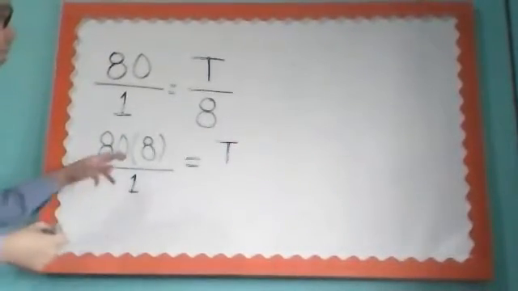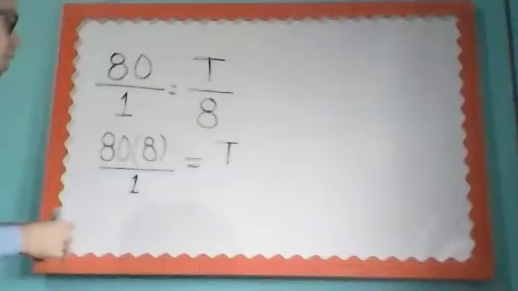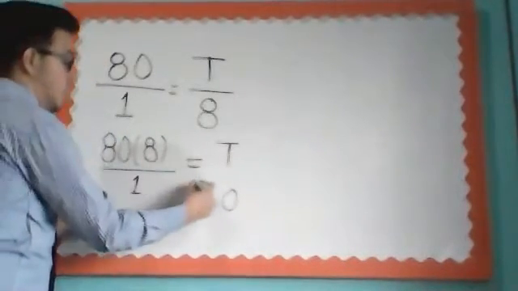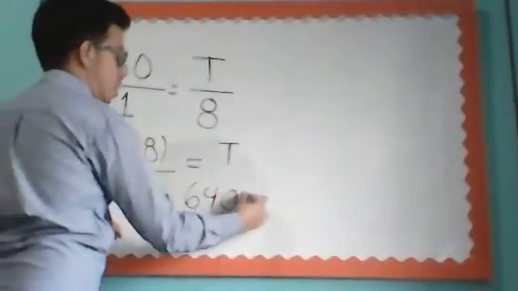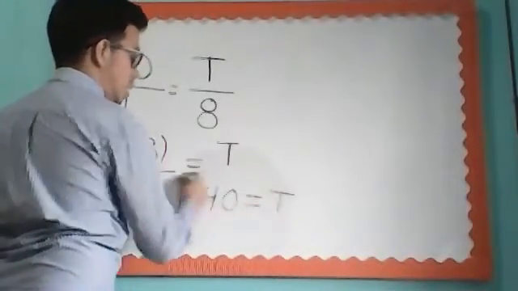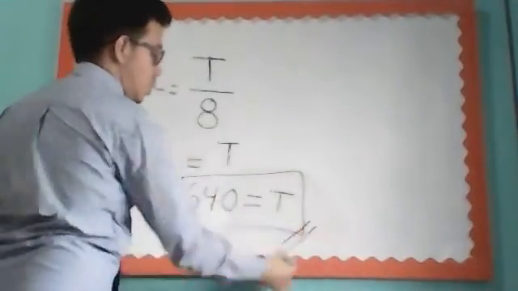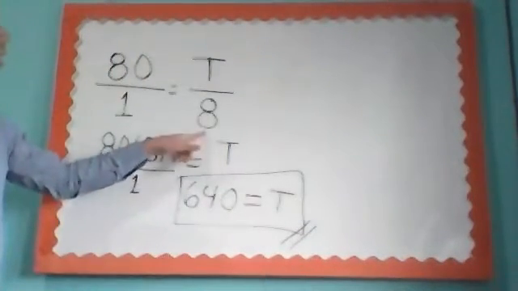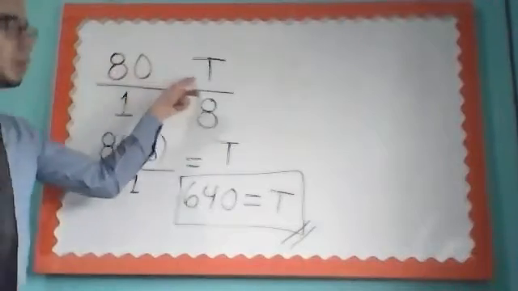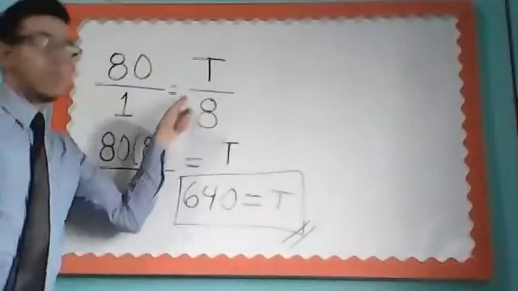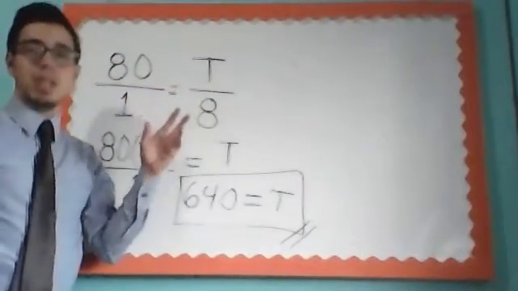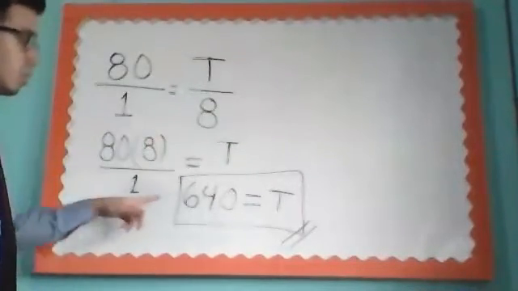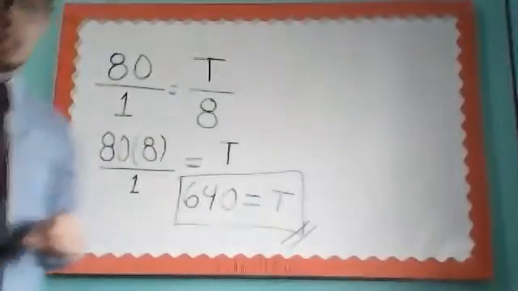And what is the answer of 80 times 8? 8 times 0 is 0, and 8 times 8 is 64. This is the number of tickets they sold in 8 hours. Do you understand what we did? I only passed the 8 to multiply to the other side because I want to have my variable alone. My variable cannot be divided by any number or multiplied by any number. So this number is affecting my variable and I pass it to the other side. So T is 640 tickets.